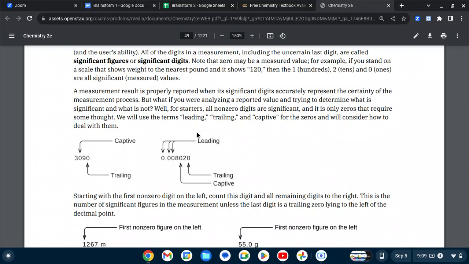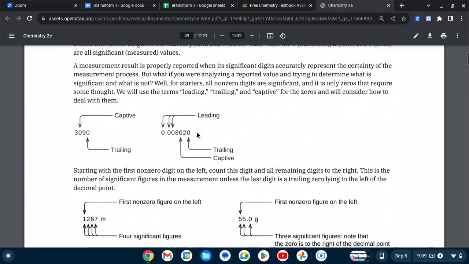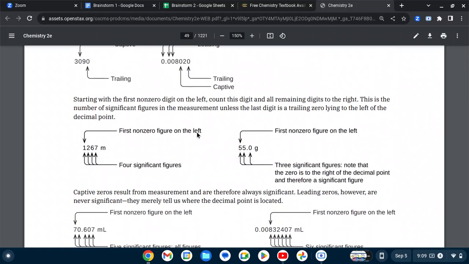But what if you were analyzing a reported value and trying to determine what is significant and what is not? Well, for starters, all non-zero digits are significant, and it is only zeros that require some thought. We will use the terms leading, trailing, and captive for the zeros, and we'll consider how to deal with them. Starting with the first non-zero digit on the left, count this digit and all remaining digits to the right. This is the number of significant figures in the measurement unless the last digit is a trailing zero lying to the left of the decimal point.